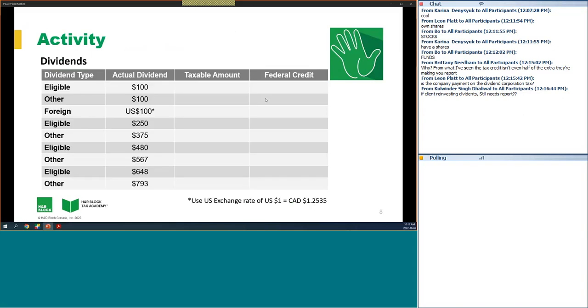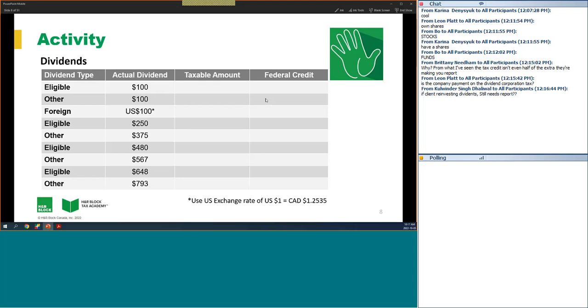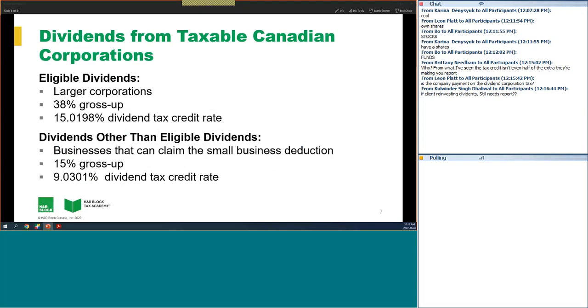Okay. So we're going to practice this a little bit if you have a calculator. I want to make sure that you have those rates, so just to make life simple for everyone, I'm going to type them in the chat window. Eligible, you have a gross up of 38% and a 15.0198% dividend tax credit. And other, you have a 15% gross up and a 9.0301% dividend tax credit.